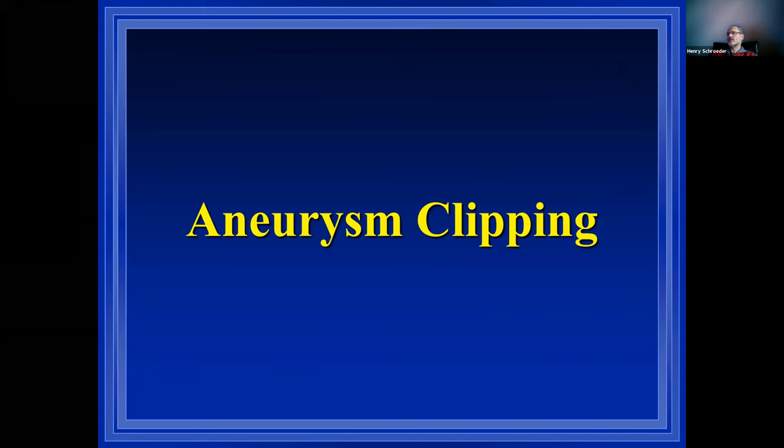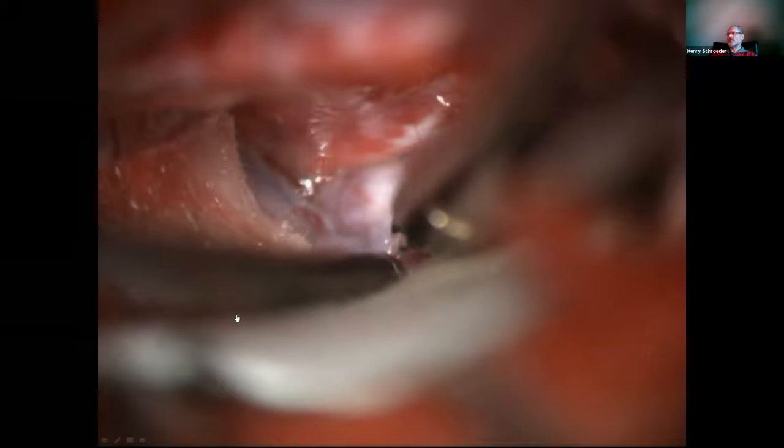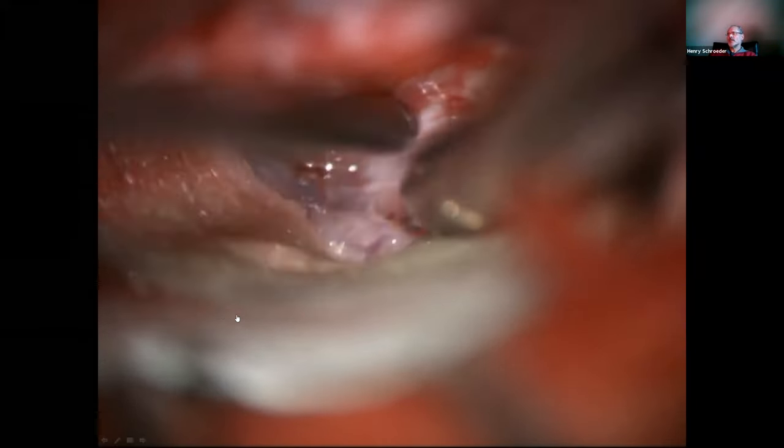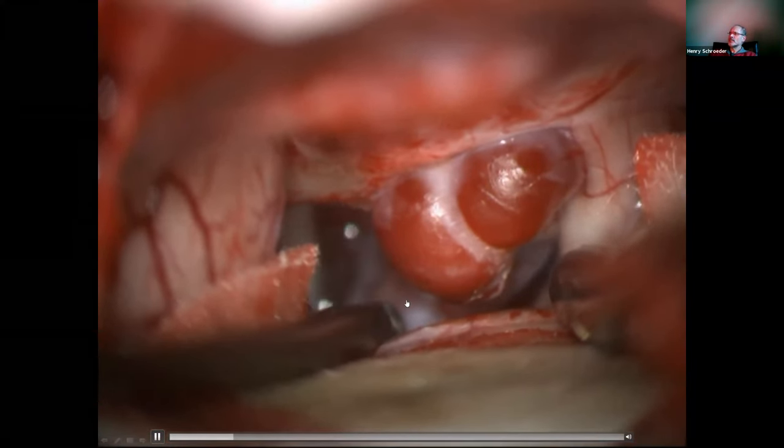Aneurysm clipping is the last indication I want to show you. Of course, we can do aneurysm clipping via the eyebrow approach. I do it very rarely because the space is limited and you have just one angle of view. That's why for most of the aneurysms, especially the complex ones, I make a frontolateral approach with a larger craniotomy. You see this aneurysm, and we don't see anything from the base of the aneurysm. The optic nerve here, this is a carotid.